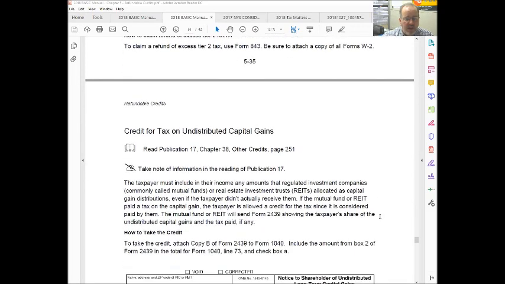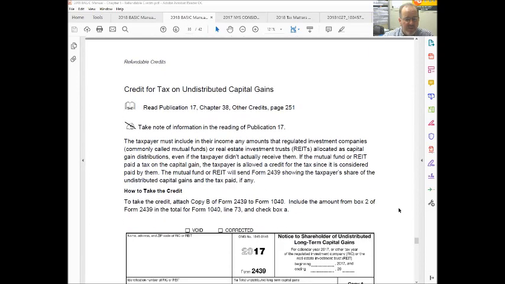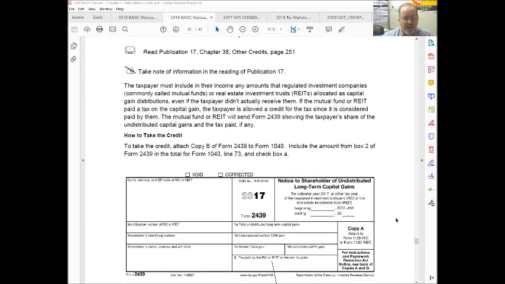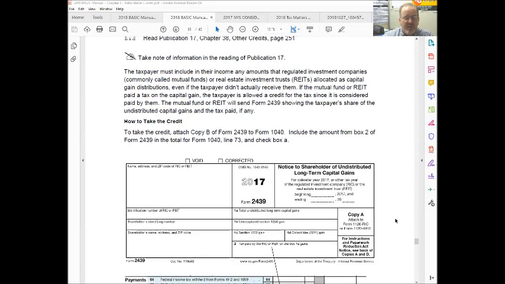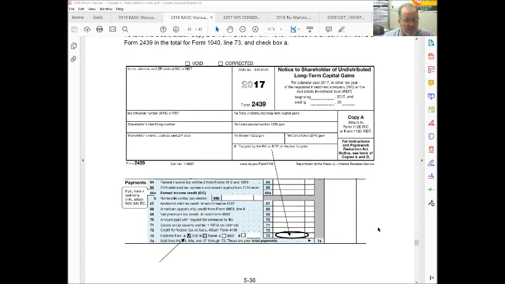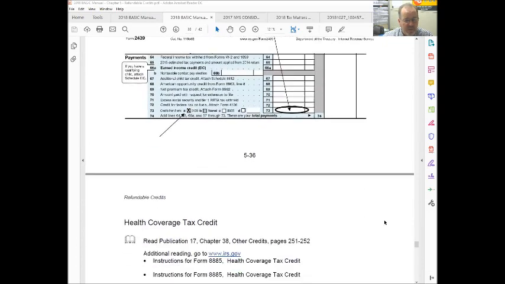All right. Again, credit for undistributed capital gains. Don't really see any of these. Just know the form that it would come to you on and that you have it. That form is in the TaxWise software, and it would go on line 73 for that credit, as far as a refundable credit.